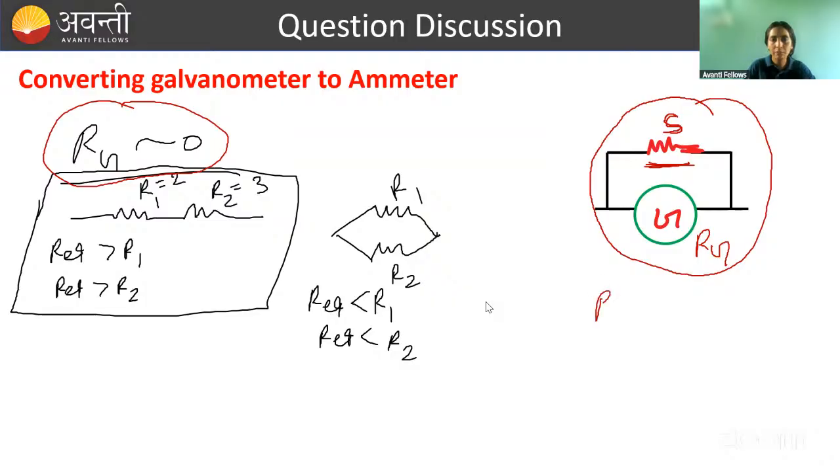Its R equivalent will be what? Its R equivalent will be less than RG, and its R equivalent will be less than S. And S is already very, very small. R equivalent is becoming even smaller.